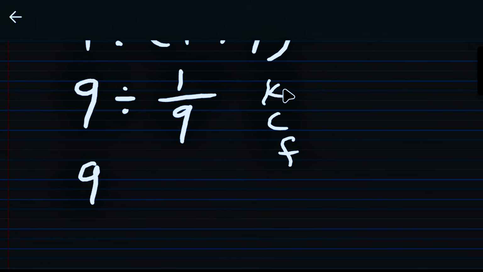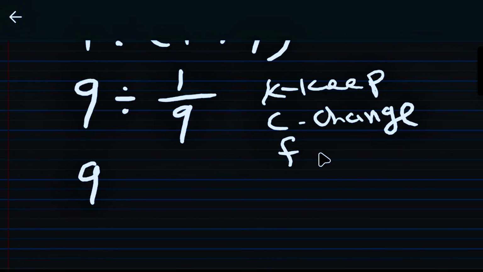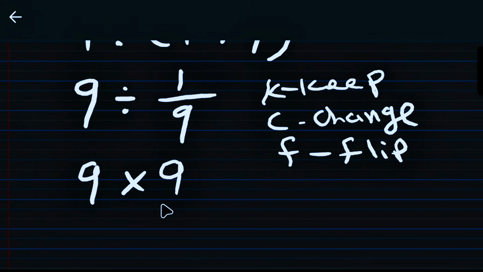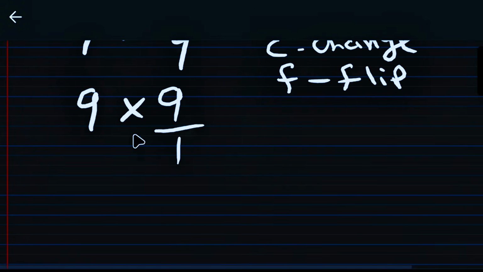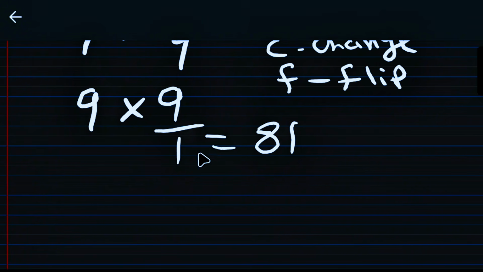KCF rule. K here means keep, C here means change, and F means flip. So it simply means we are going to keep this first 9 here. We'll change this division to multiplication and we'll flip this. So this is going to be 9 divided by 1. The next thing we are going to do is to multiply the numerators. 9 multiplied by 9 equals 81, and 81 divided by 1 equals 81 as the right answer.